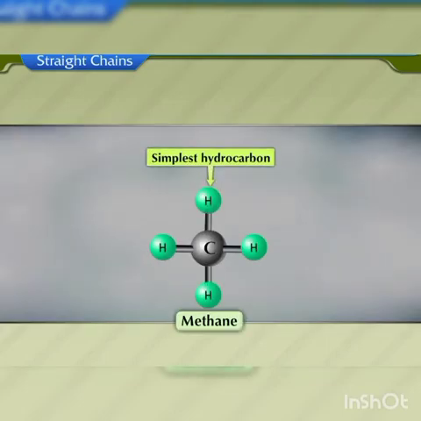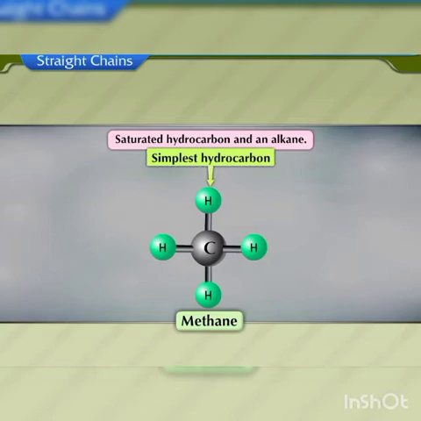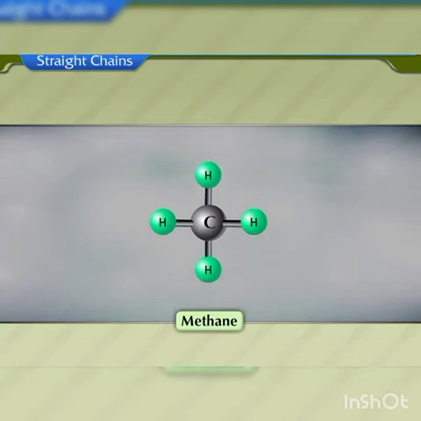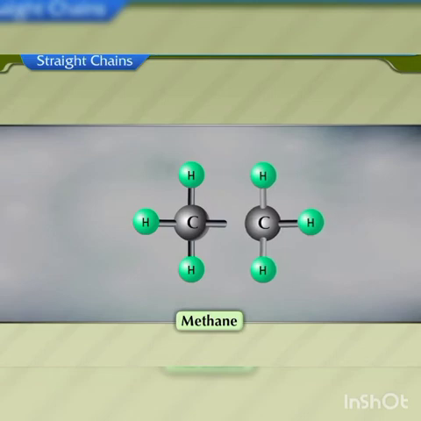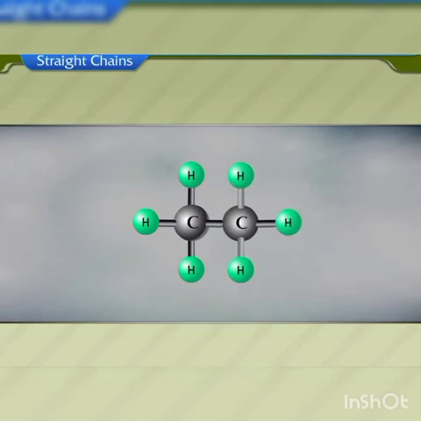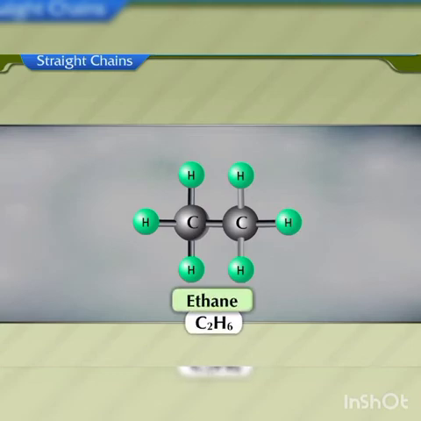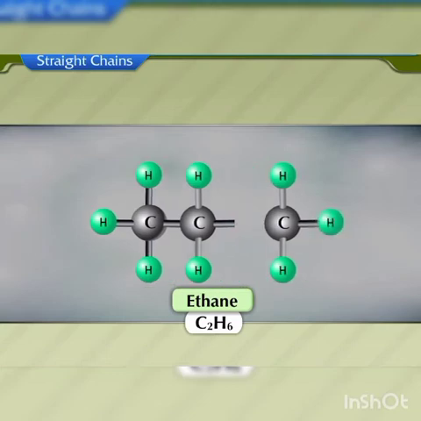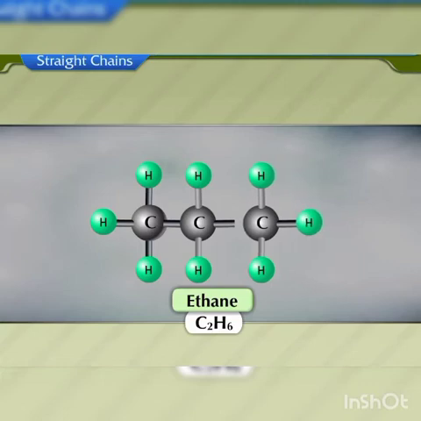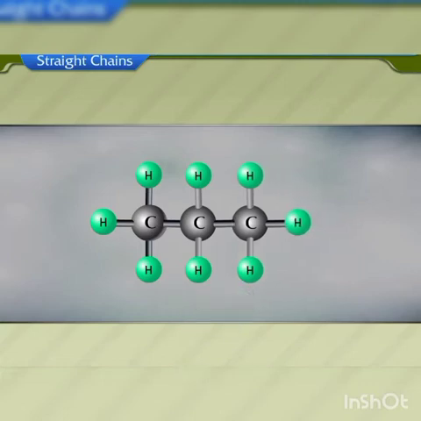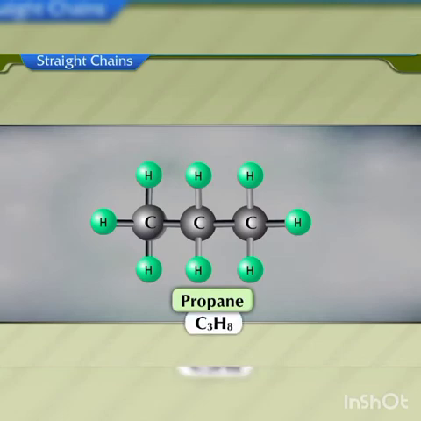Methane is the simplest hydrocarbon. It is a saturated hydrocarbon and an alkane. If we increase the number of carbon atoms by 1 and the number of hydrogen atoms by 2, then we get the compound C2H6. This is ethane, which is the next member of the family of alkanes. If we add 1 more carbon atom and 2 hydrogen atoms to ethane, we get the compound propane with the formula C3H8.